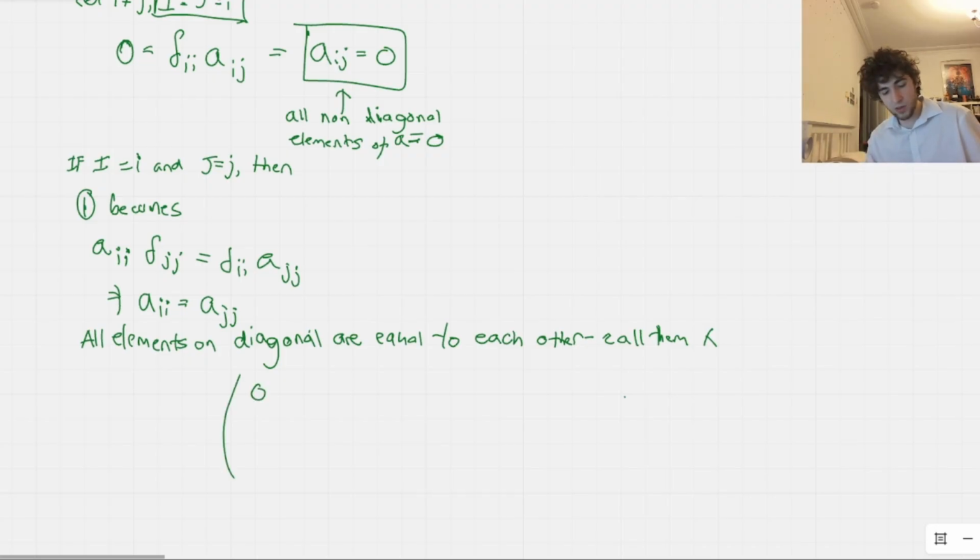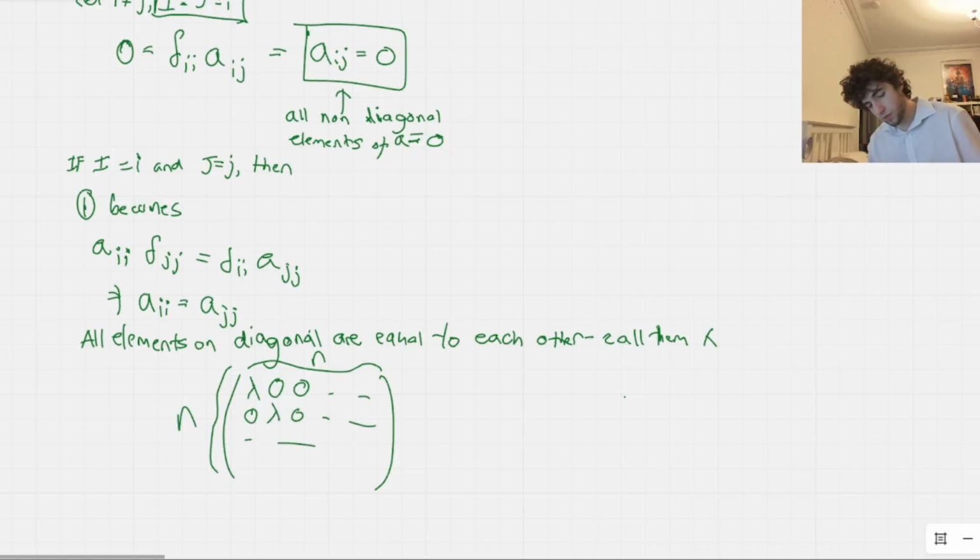So we're going to have lambda, 0, 0, a bunch of zeros, however long. It's going to be n by n as well, remember that. And we're also going to have 0, lambda, 0, and so on and so forth, until at the end you get 0, 0, all the way up to lambda. So we can pull out a factor of lambda, and you just get the identity matrix.